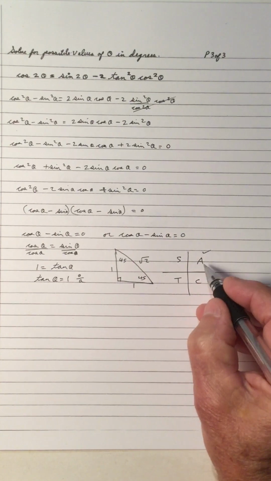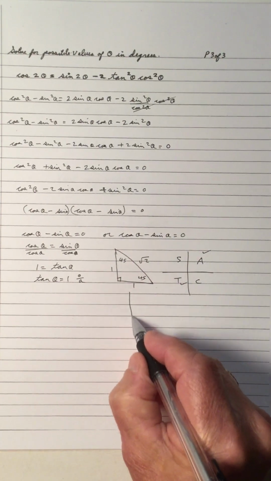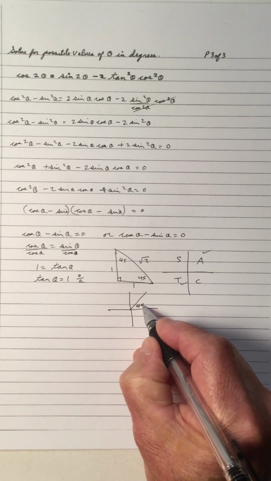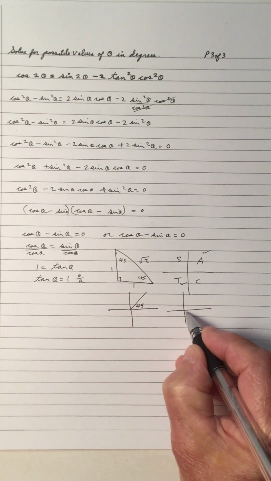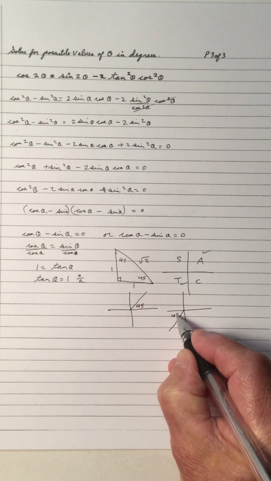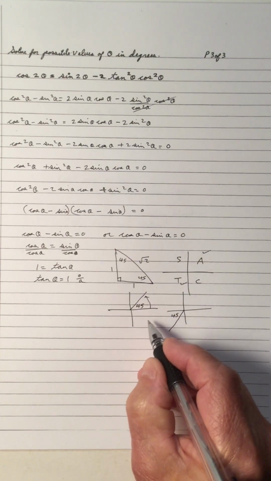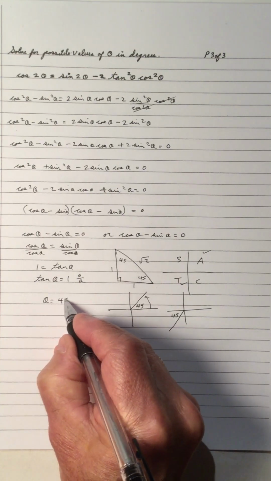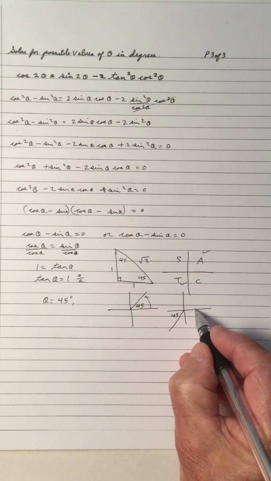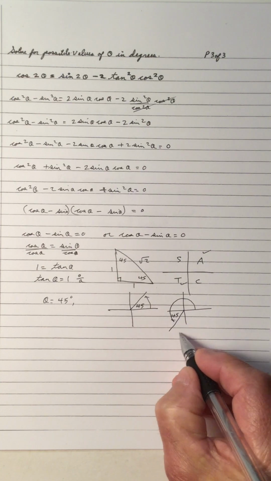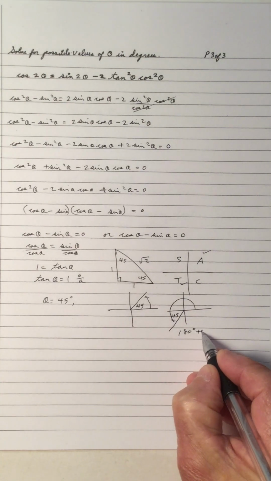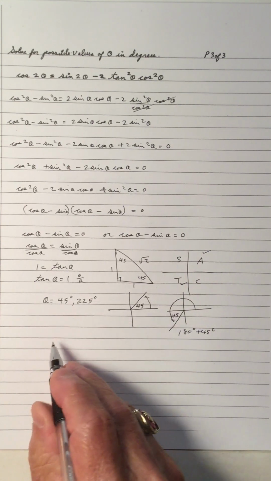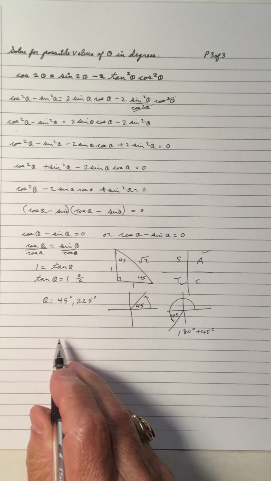Tan is positive in quadrants 1 and 3. So we go to quadrant 1 and put the 45. We go to quadrant 3 and put the 45. That means that theta in this quadrant is 45 degrees. And theta in this quadrant, to rotate, is 180 plus 45. So that's 225. But we want all the possible answers.